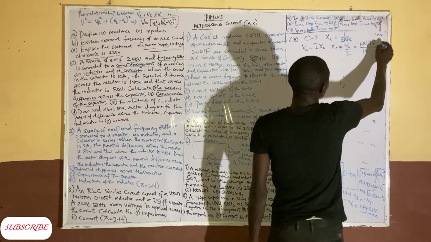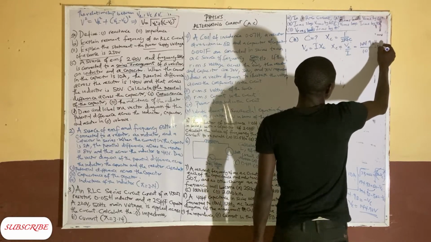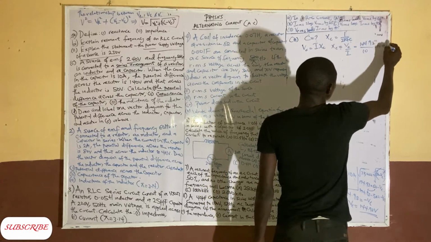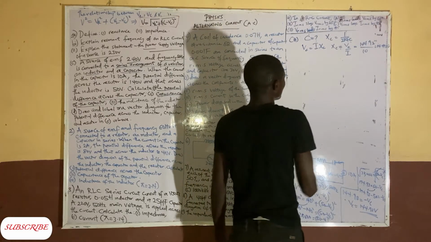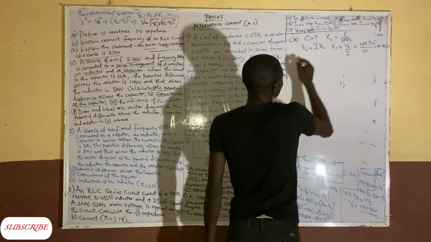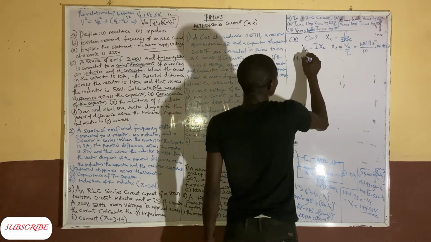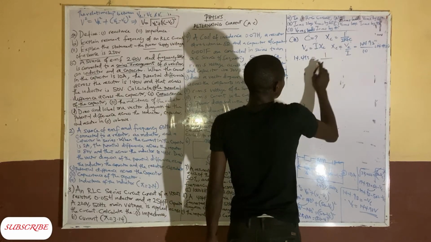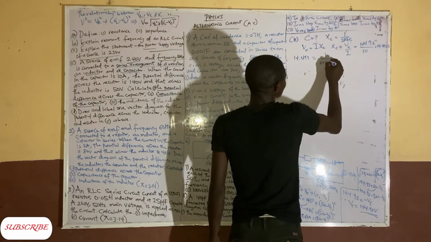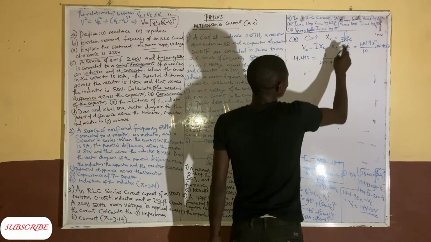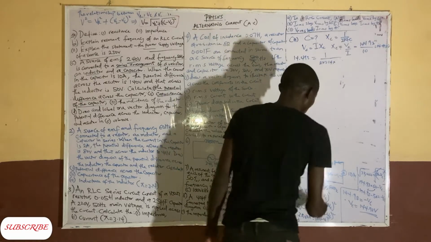So we have 14.493 ohms. So we now equate this: 14.493 equals 1 over 2 pi F C. What is your 2 pi? 2 times 3.14 times F. What is your F? F is 50 hertz.